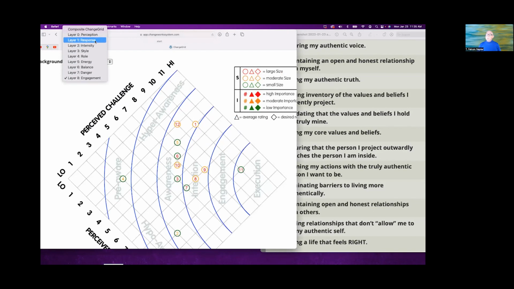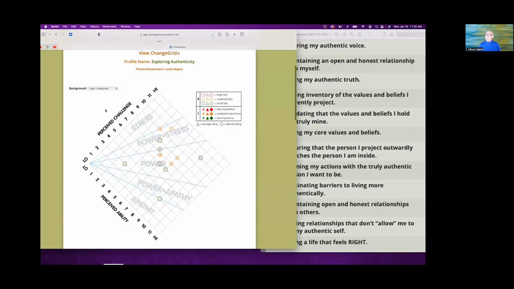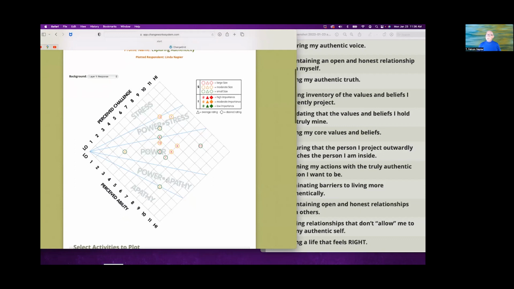So let's go to response states again. And there she is on the border between power apathy and apathy. Well, power apathy sounds like this. I know I need to do something. I just wish somebody else would do it. And apathy sounds like this. Do something? I don't need to do anything. Everything is just fine. So everything is all set.